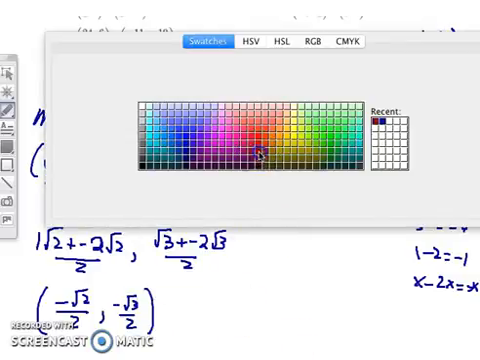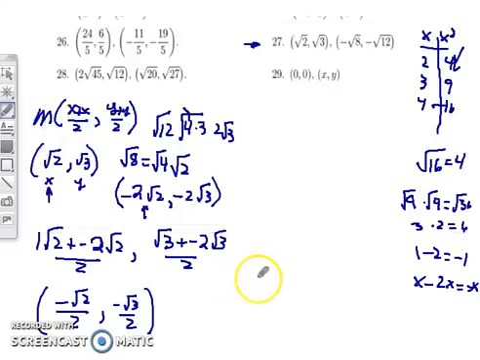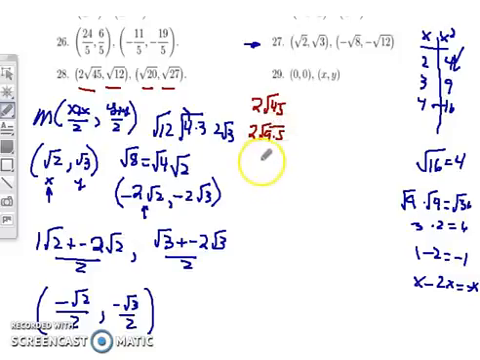Okay, hopefully that made sense. Now let's look at 28. Notice this is not simplified, that's not simplified, that's not simplified, and that's not simplified. So we're going to have to take them a step at a time. 2 radical 45: well, we know that's just 2 times radical 9 times 5, and radical 9 is 3. 2 times 3 is 6.